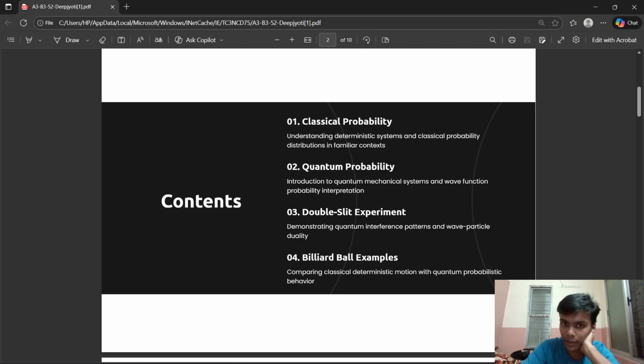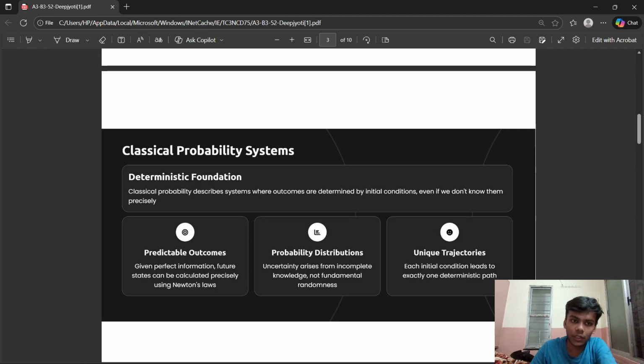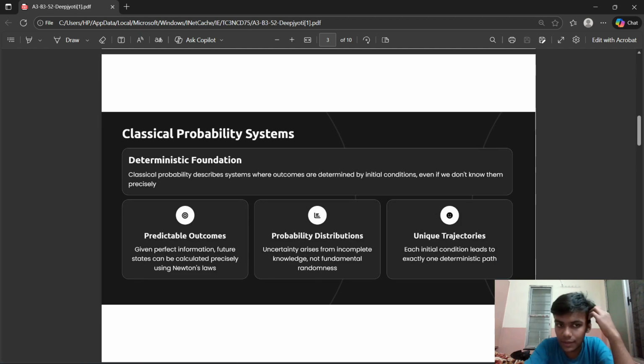In classical probability, we are going to understand the deterministic system and classical probability. In quantum probability, we are going to study the quantum mechanics system and wave function. In the double slit experiment, we are going to study the interference pattern and wave-particle duality, and in the billiard ball example, we are comparing classical deterministic motion with quantum probabilistic behavior. Okay, so the first topic: classical probabilistic system, deterministic foundation.